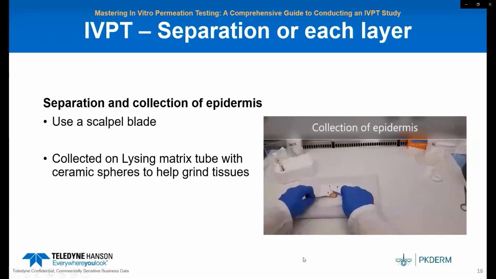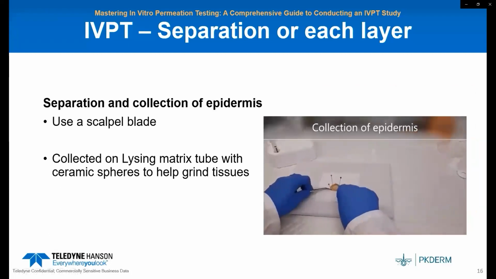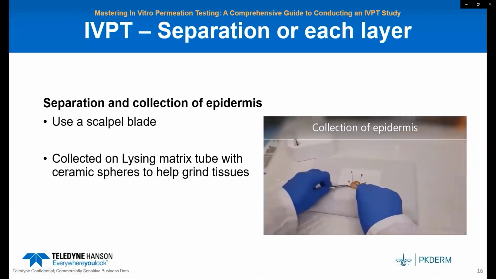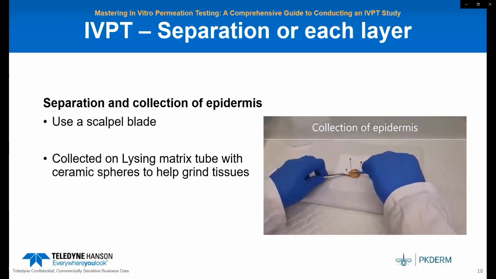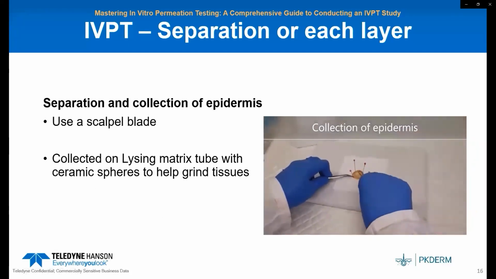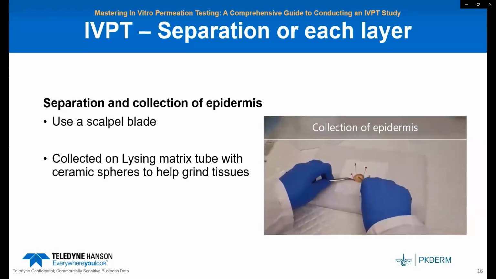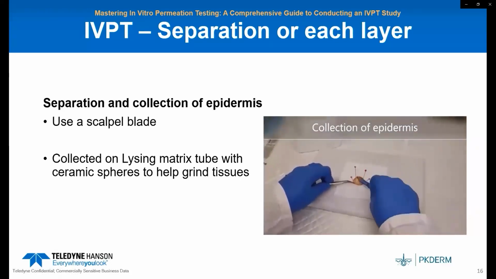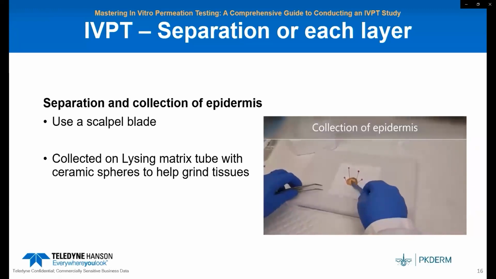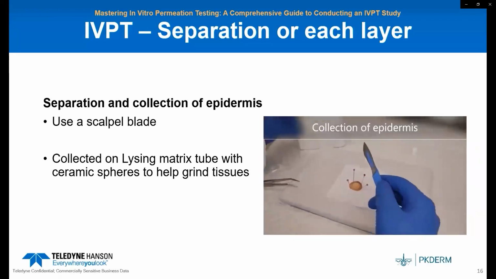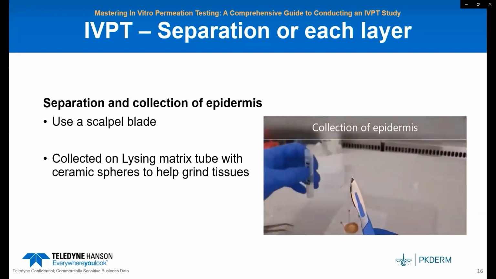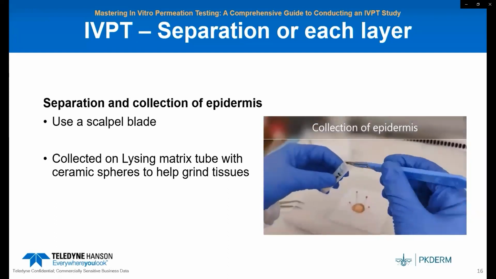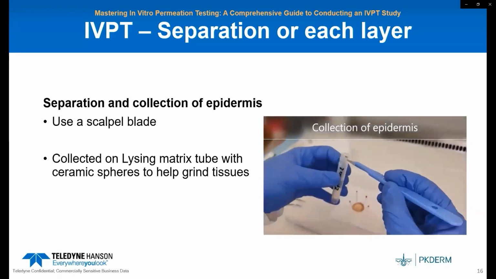After removing the stratum corneum, we can collect the epidermis. For that, we use a scalpel blade to remove the epidermis layer, as you can see. The epidermis is then collected in FastPrep lysing matrix tubes from MP Biomedicals.